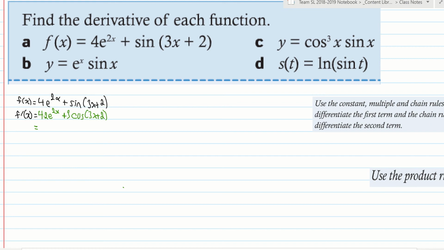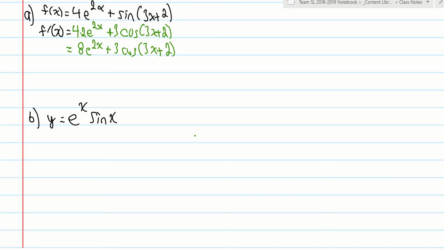Now this is all about simplifying. So we have 8e to the 2x plus 3 cosine 3x plus 2. We're done. Okay, question B.